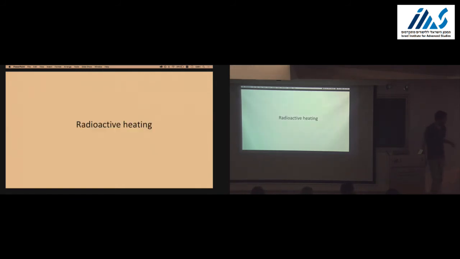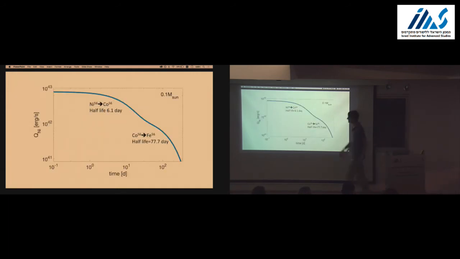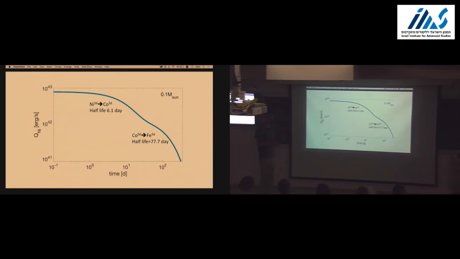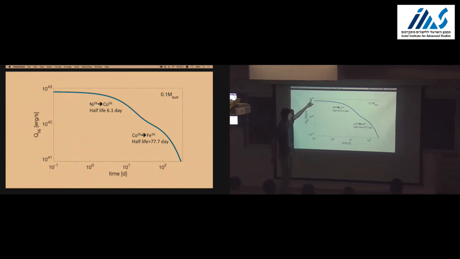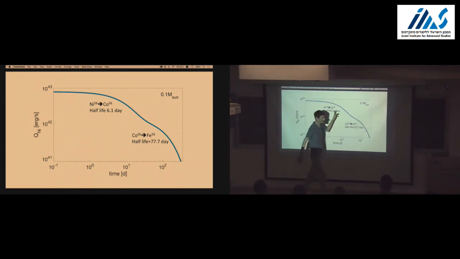So I have 15 minutes. Let's talk about radioactive heating. So if we take about 0.1 solar mass of nickel and we let it decay, this is the heating rate that we get. Over a half time of 6.1 days, tau of about 8.8 days. Tau is what we have in the exponent. Nickel is decaying to cobalt. And later, over about 100 days, cobalt decays to iron.